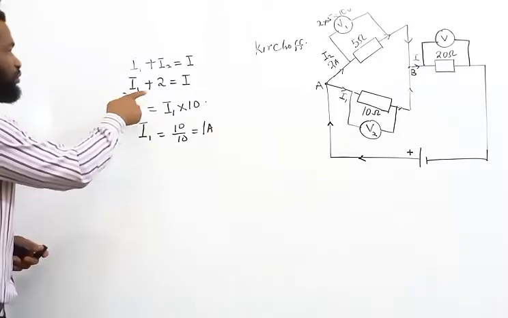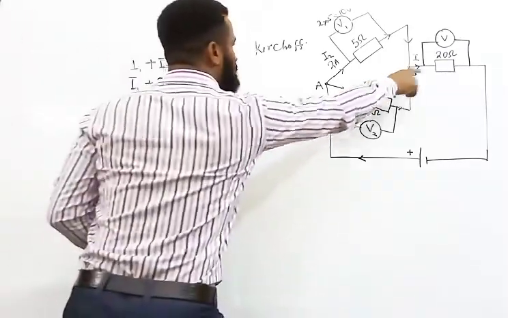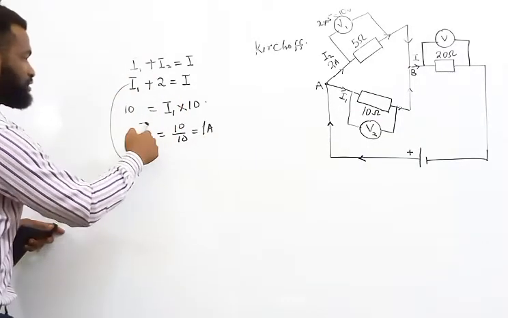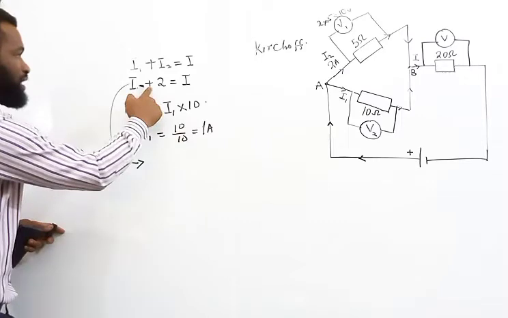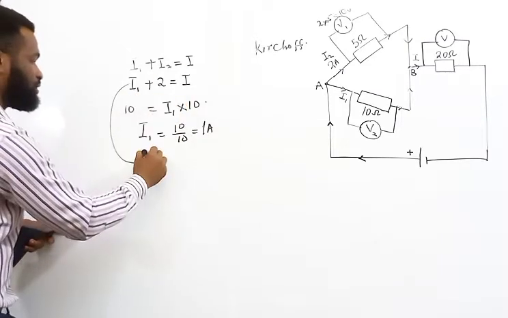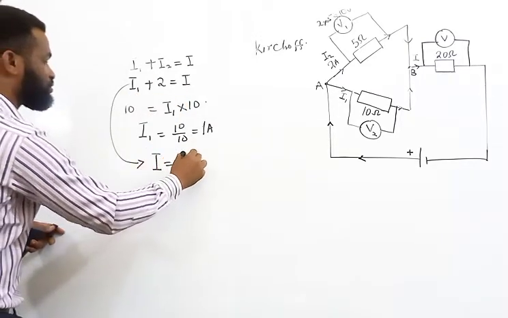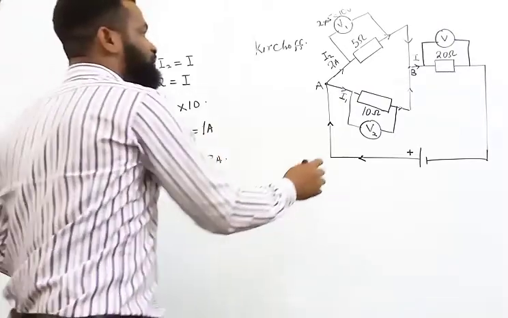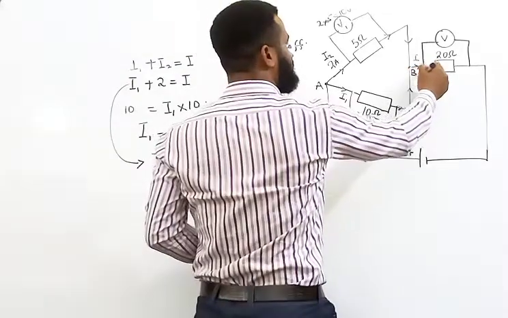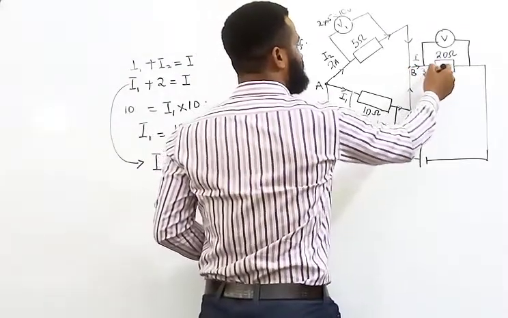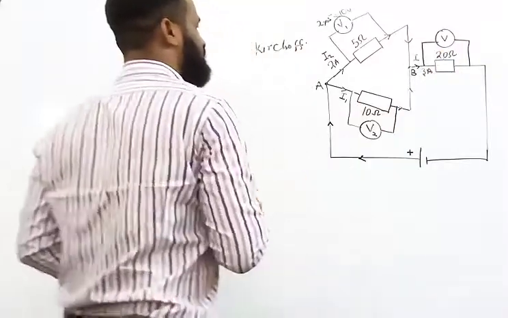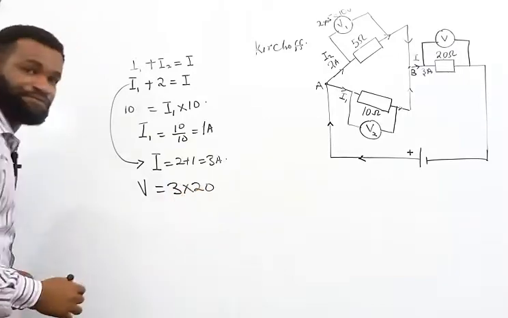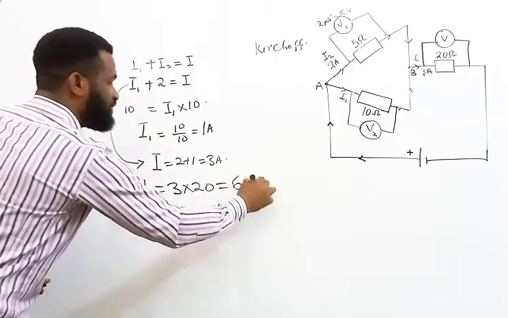Therefore, the total current flowing out is going to be, because from here this I1 is 1 ampere, 1 ampere plus 2. Therefore, total current is going to be 2 plus 1, which is 3 ampere. Now, if 3 ampere is flowing through this place, then 3 times this 20 ohms gives the V. Therefore, V is going to be 3 times 20, which is 60 volts.